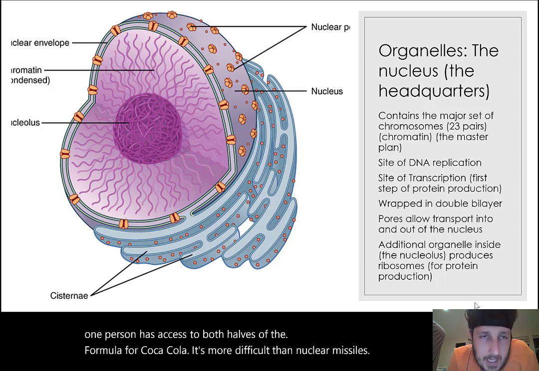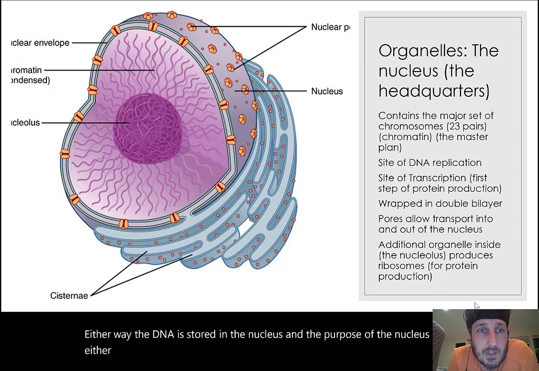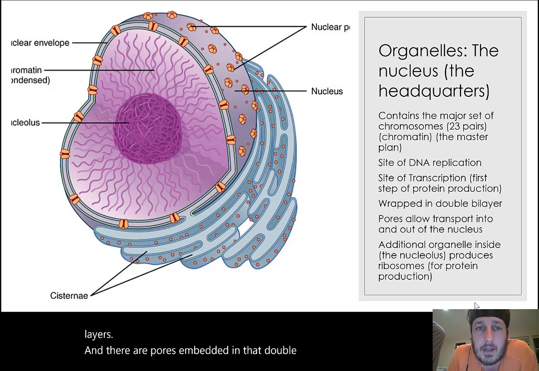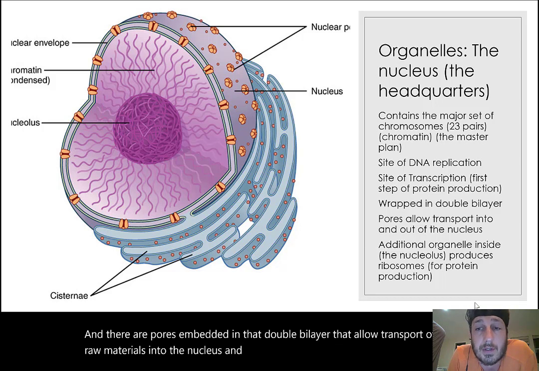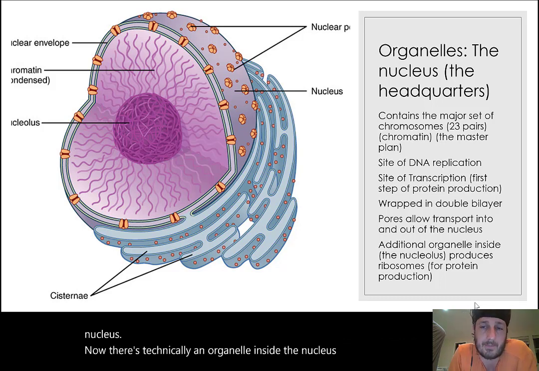Either way, the DNA is stored in the nucleus, and the purpose of the nucleus is to either start the creation of proteins or to make more DNA so that we can make more cells. Now, the nucleus is wrapped in a double bilayer, which means 2 phospholipid bilayers, and there are pores embedded in that double bilayer that allow transport of raw materials into the nucleus and transport of produced materials out of the nucleus. Now, there's technically an organelle inside the nucleus called the nucleolus.